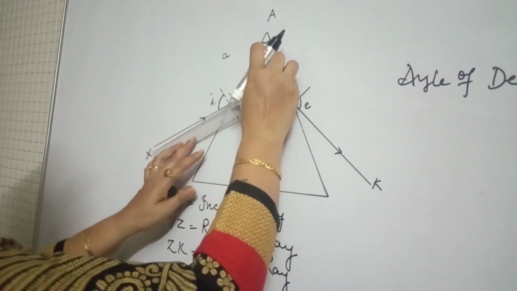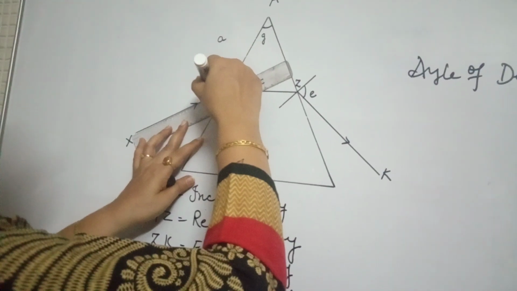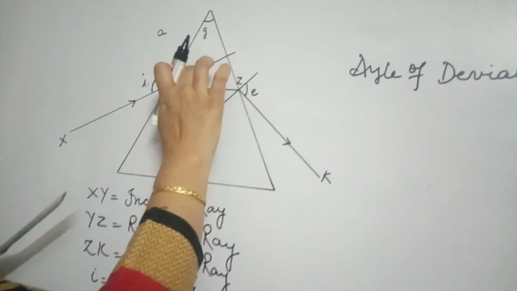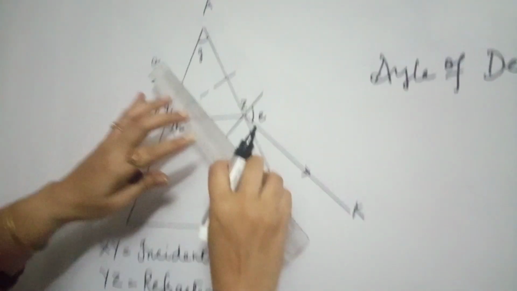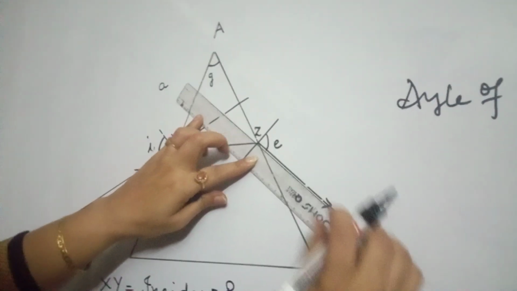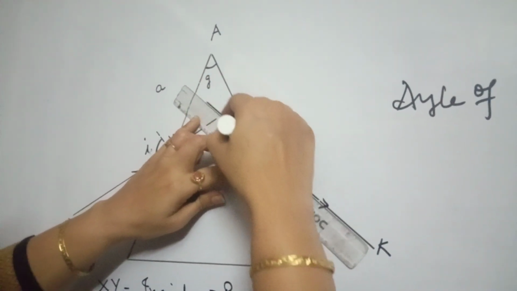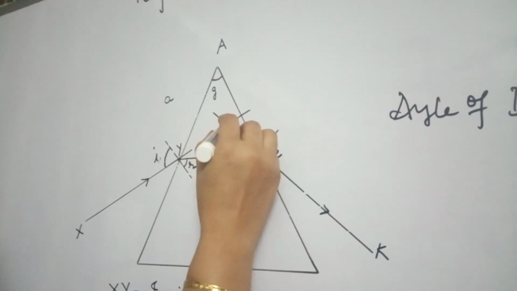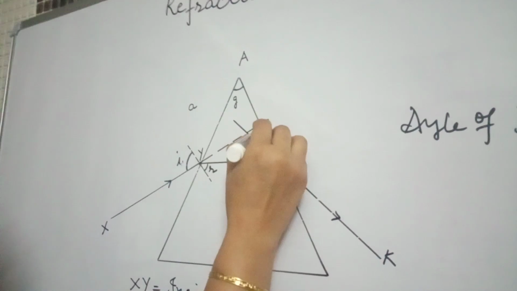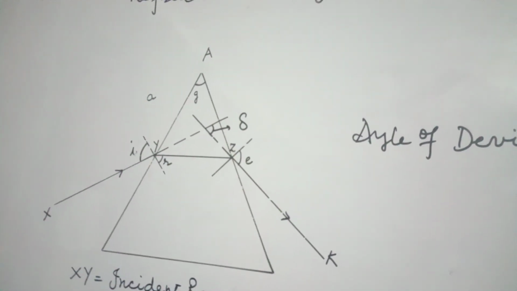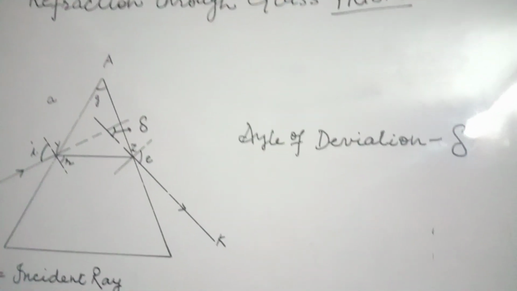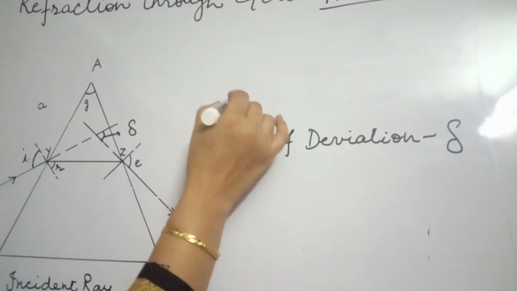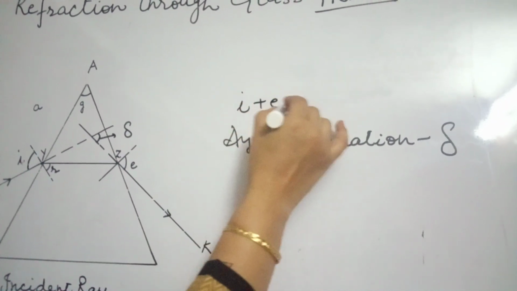So this is the path covered by the light ray due to refraction. If light did not refract, it would go straight like this. And this is the emergent ray, which follows the last path of the light ray due to refraction, and I will extend it back. This angle is called the angle of deviation, meaning the angle by which the light ray is deviated from its path. So remember this relation: I plus E is equal to A plus delta.